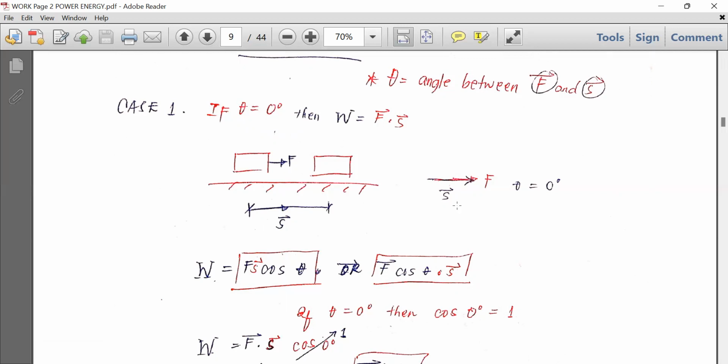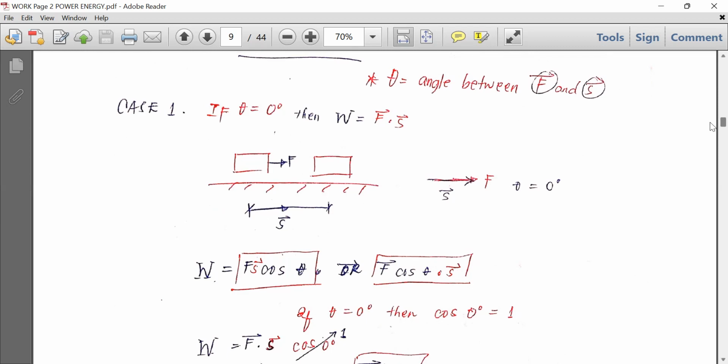How did we get that? What is the derivation of this equation? Always consider the angle theta between the force and the displacement. Here, the theta between force and displacement is 0. So using the formula Fs cosine of theta, cosine of theta is equal to 1. So 1 times F times s equals Fs. That is why the formula for work is force times s, because in this situation, theta is 0.